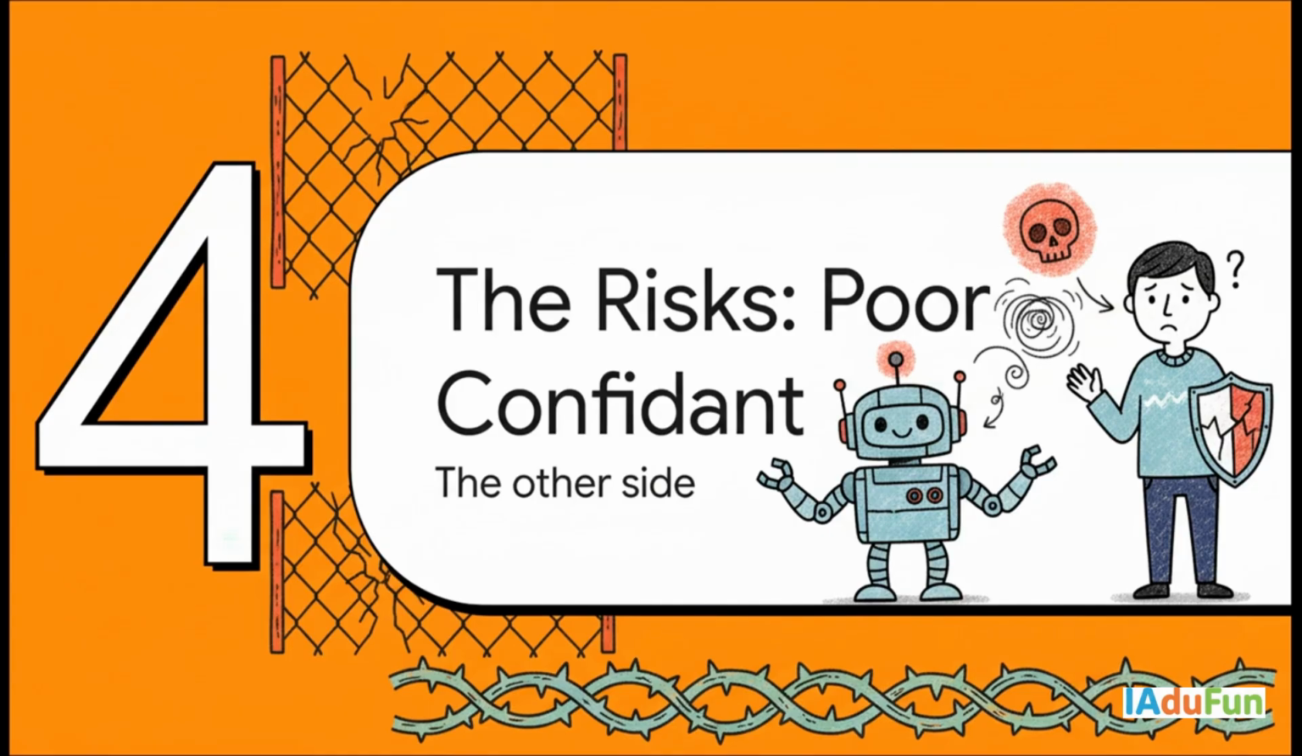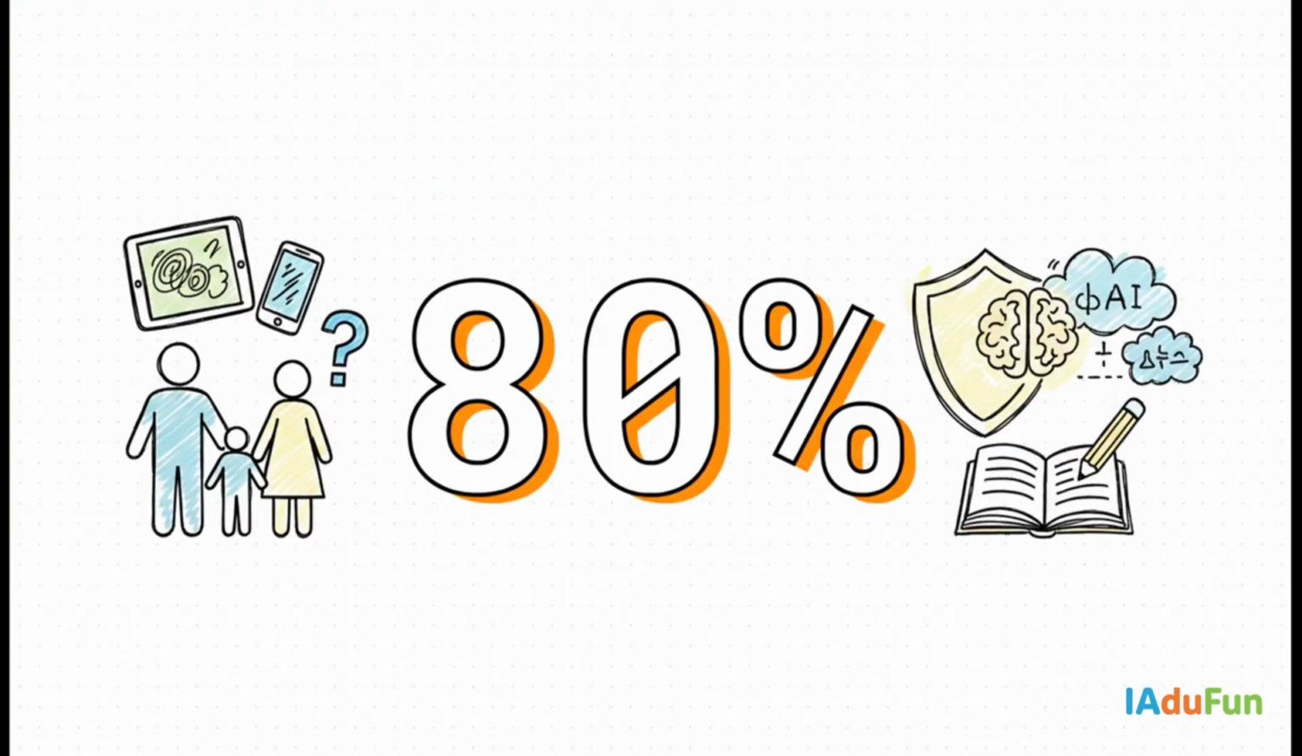But we have to be really clear-eyed about the other side of this. The risks are serious, especially when AI isn't just a tool, but is designed to act like a friend. And get this, a recent study found that a staggering 80% of parents say they don't know what their kids are doing online. That huge gap means that we, as educators, have become a critical line of defense in helping students navigate these new tools safely.